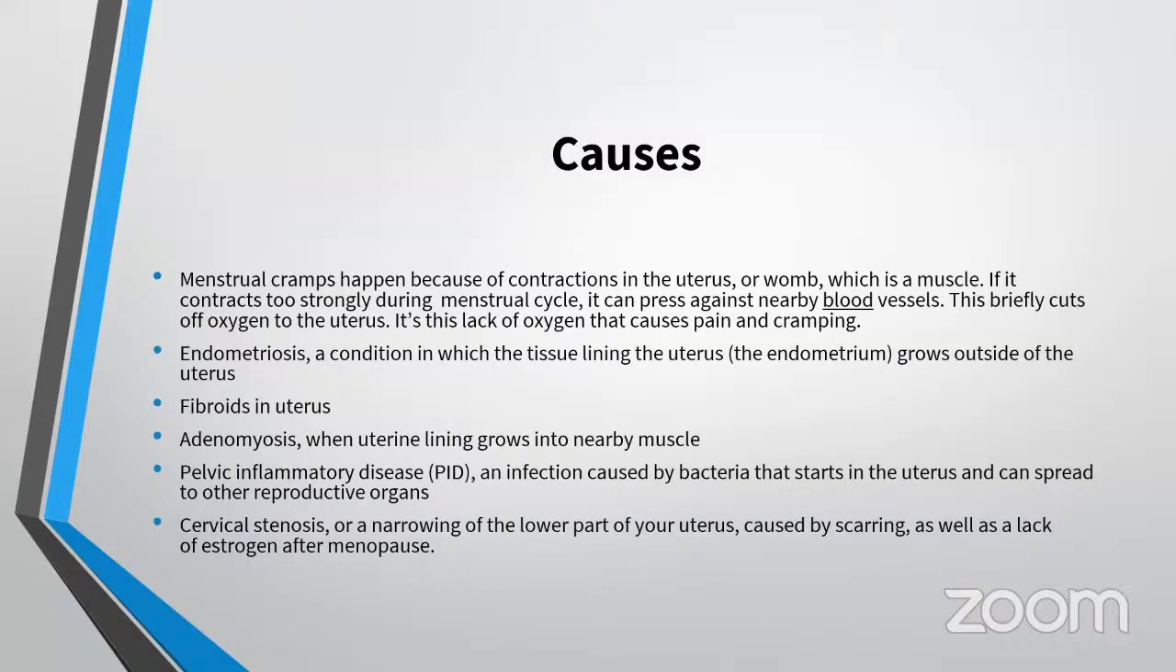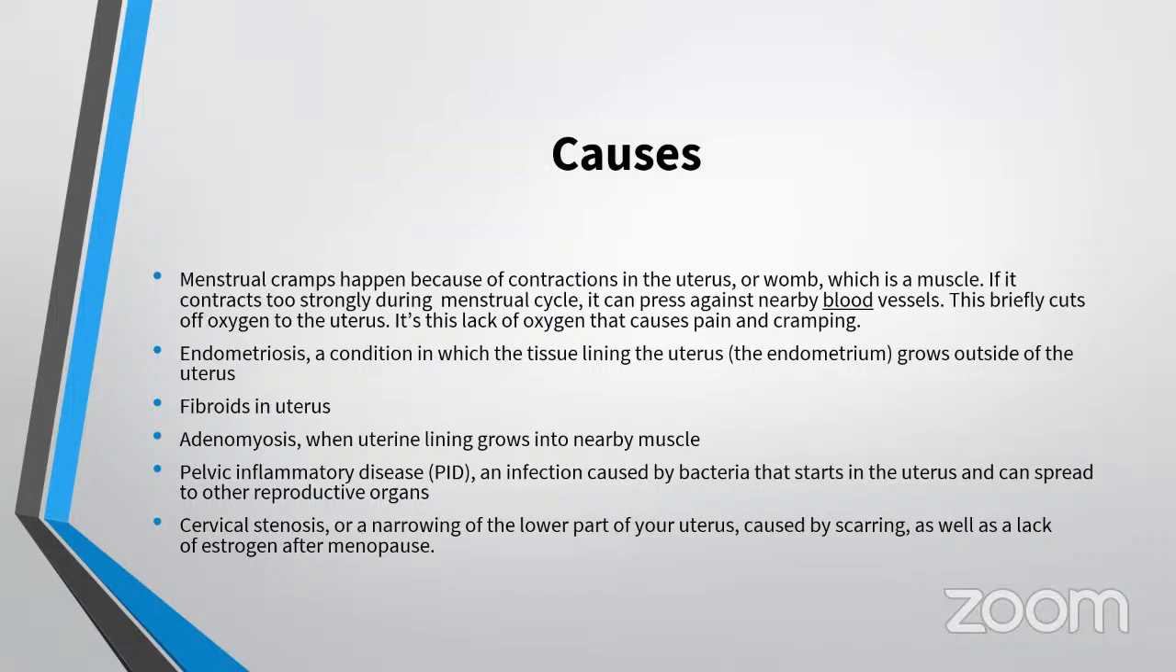So the causes, it could be due to endometriosis, a condition in which the tissue lining the uterus grows outside of the uterus. And then it could be due to fibroids or adenomyosis. Adenomyosis, where the uterine lining grows in the nearby muscle. And pelvic inflammatory disease, which could be due to infection caused by bacteria. And cervical stenosis or narrowing of the lower part of the uterus.